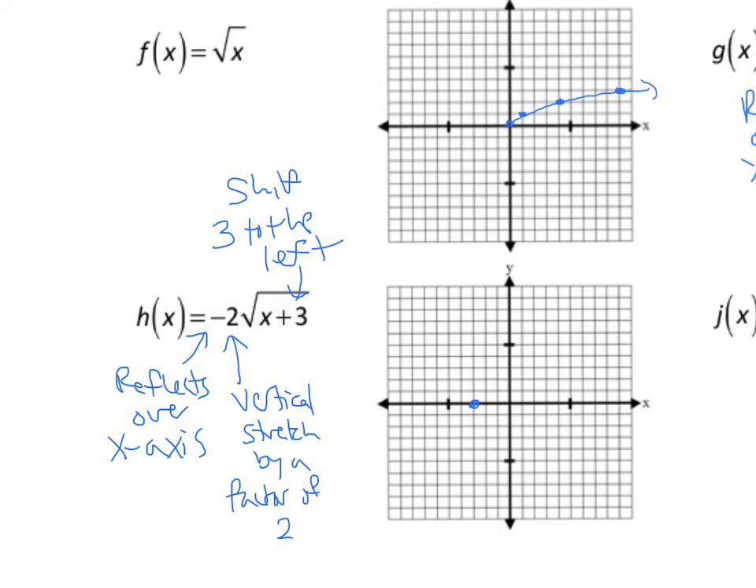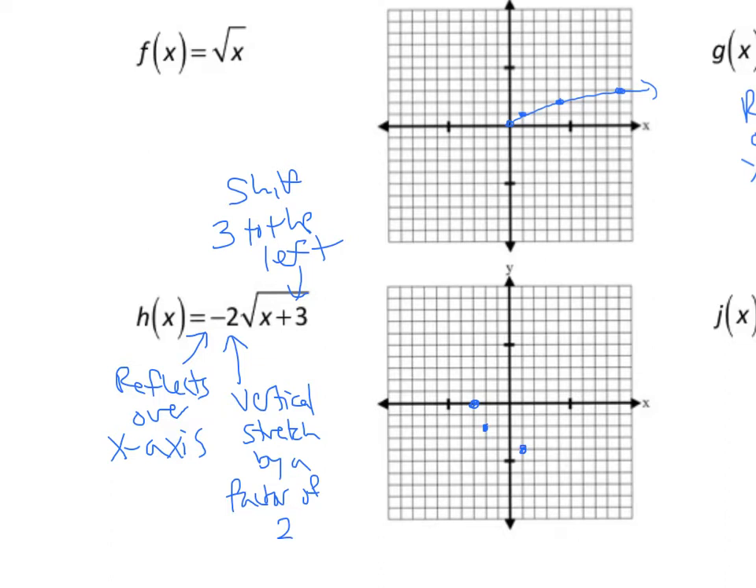My next point, which was over 1 up 1, the vertical stretch would make it go over 1 up 2, but the reflection is going to make it go down below 2. So it's down here. My next point would have been over 4 up 2, but I need it to be twice as tall, so it's going to go over 4 up 4. I'm taking that y value and multiplying it by 2.